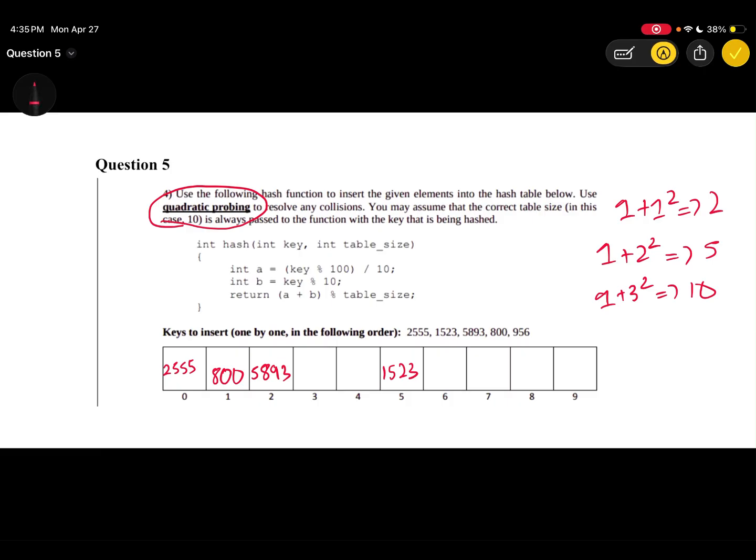Okay. So from this position, I will count 10 pluses. 1, 2, 3, 4, 5, 6, 7, 8, 9, 10. This is again a collision. Cannot insert a value here. Okay. Now we have to do 1 plus 4 squared, which is 17.